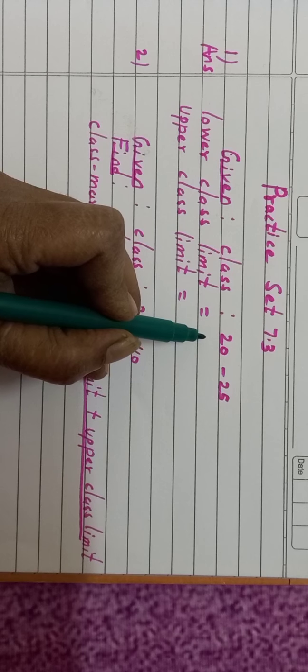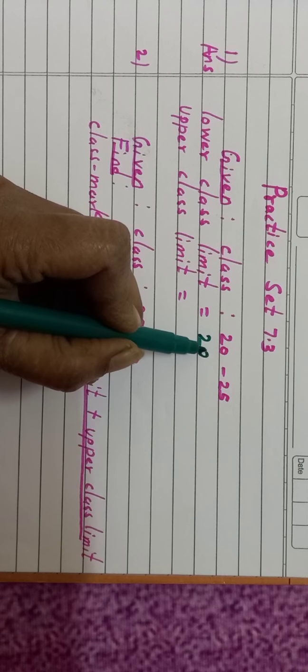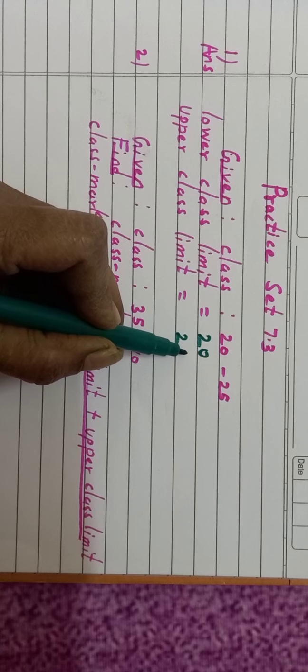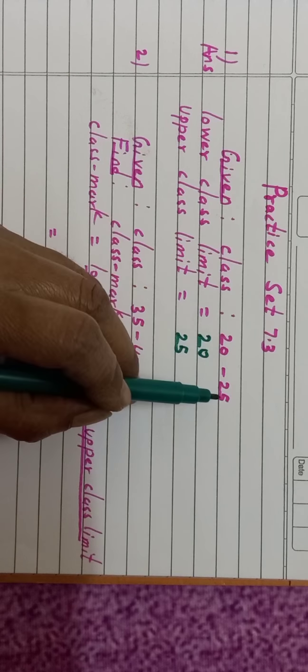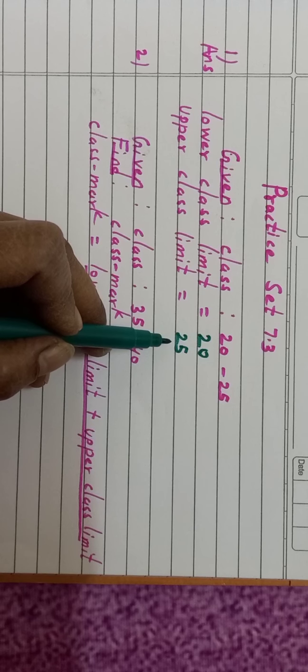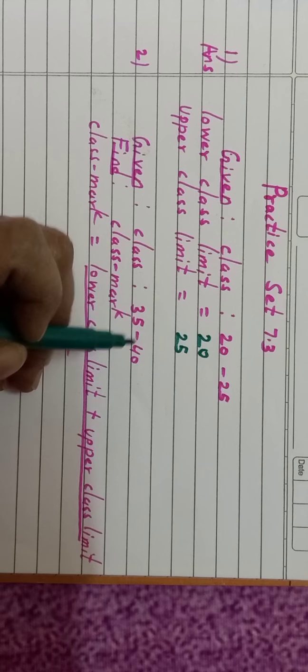So we will write here: lower class limit is 20, upper class limit 25. What are these values? They are the end values of any class. The smallest score will be the lower class limit. The word lower is given, lower class limit. And the biggest score will be the upper class limit. This is the way we have to write.